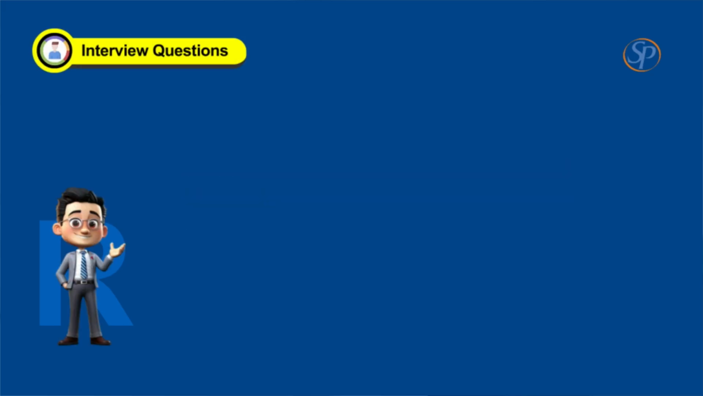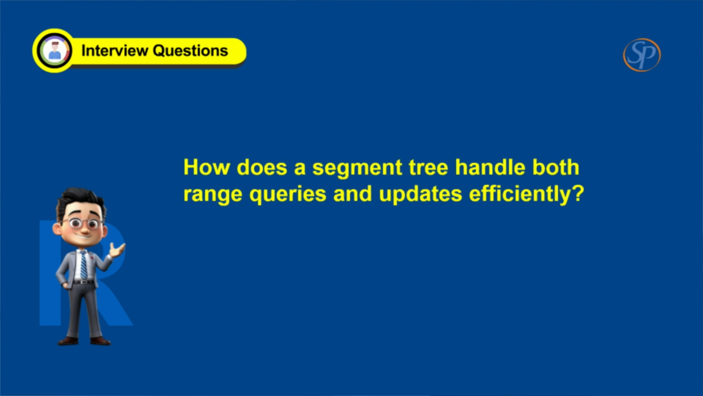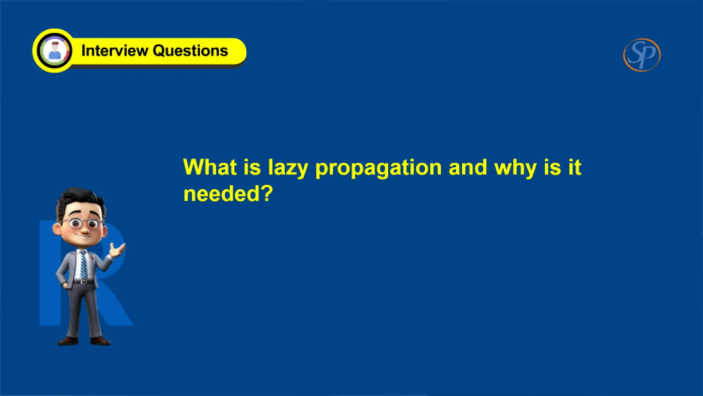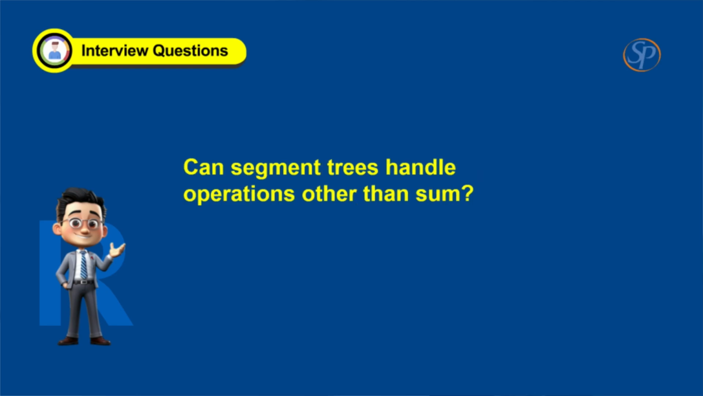Interview questions. Why would you use a segment tree instead of prefix sum array? How does a segment tree handle both range queries and updates efficiently? What are the three cases in a segment tree range query? What is lazy propagation and why is it needed? What is the time complexity of build, update and query operations? Can segment trees handle operations other than sum?